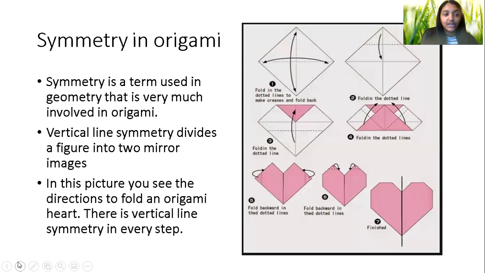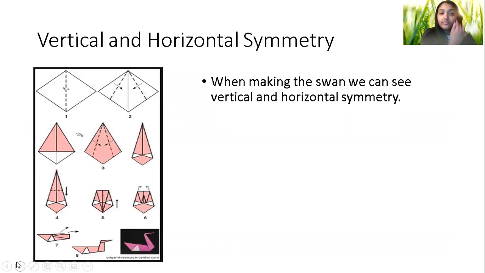Symmetry is a term used in geometry that's very much connected to origami. Vertical line symmetry divides a figure into two mirror images. In this picture, you can see the directions to fold an origami heart. There is vertical line symmetry in every step. In the final product, if you draw a line through the middle, you can see that on both sides there is the same shape. When making the swan, we can see vertical and horizontal symmetry. Whether you cut it vertically or horizontally, there will still be symmetry.